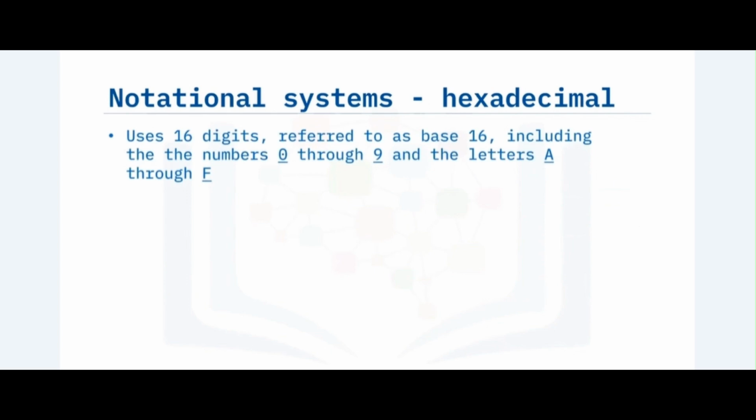Next, the hexadecimal notation system, often shortened to hex, is made up of 16 symbols using the numbers 0 through 9 and the letters A through F to represent decimal numbers 10 through 15. Hex offers compact notation for large numbers.